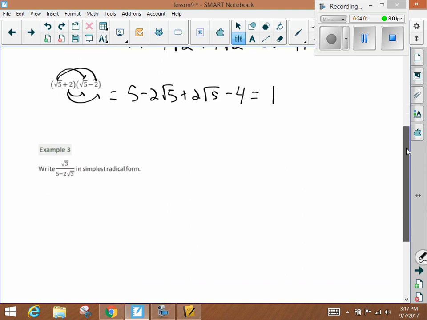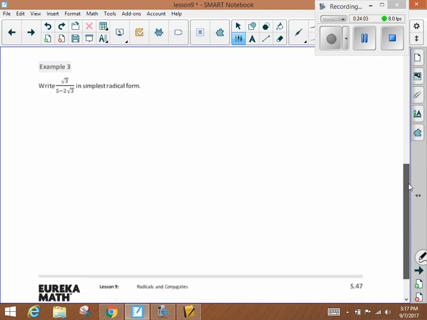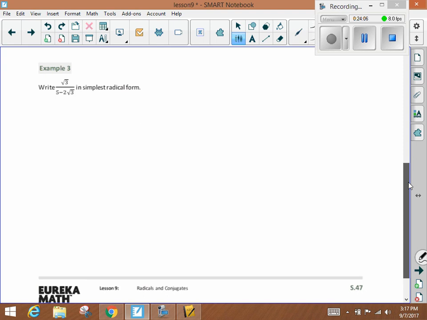Alright, so now if I'm being asked to write, as I am in example 3, to write this in the simplest radical form, what it means is, hey, you got to rationalize that denominator, alright?